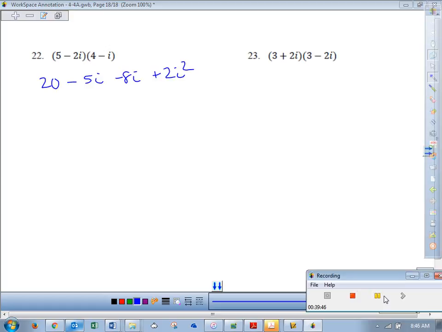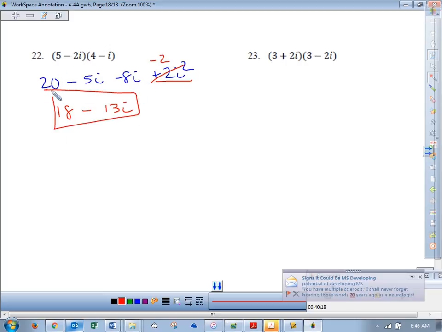I have FOILed him out. Everyone cool with my FOILing? My next move is to change him. Anywhere there's i squareds, I need to change him. i squared how much again? Sorry to beat a dead horse, but how much is i squared? Negative 1 times 2. Do you realize it changes that guy's sign is all that happens, right? It's like the i squared goes away, and it changes the sign of whatever was in front of him. Now, real numbers, you have 18 minus 13i. Is that right? Cool.